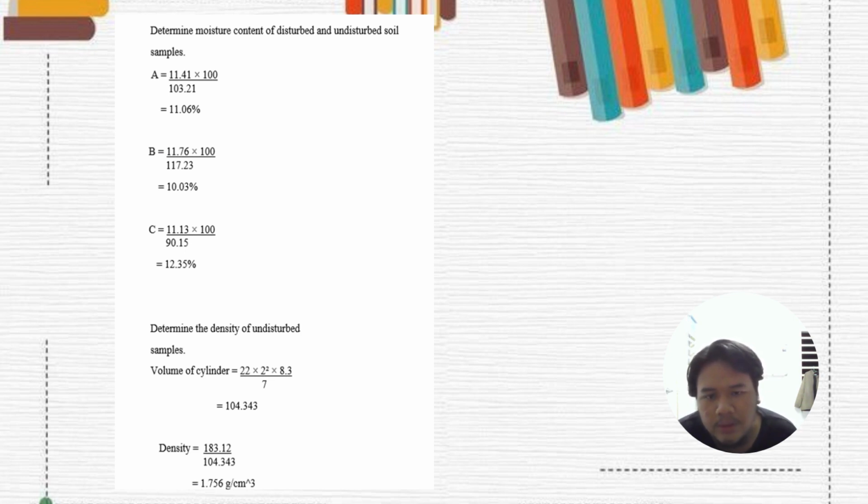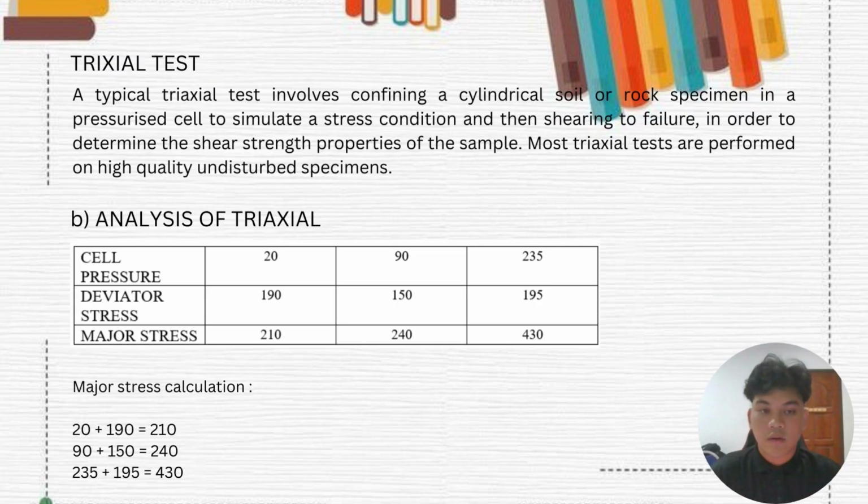Volume of cylinder is 22 times 2 squared times 8.3 divided by 7, we get 104.343. Therefore, density is 183.12 divided by 104.343, we get 1.756 g per cubic centimeter. Okay, today I will explain about the triaxial test.